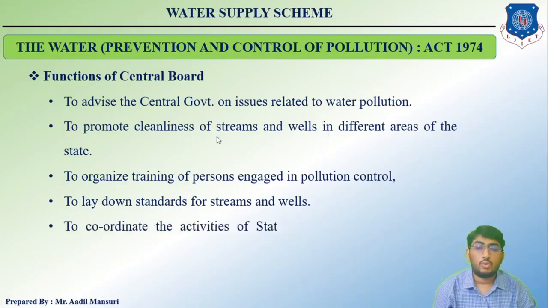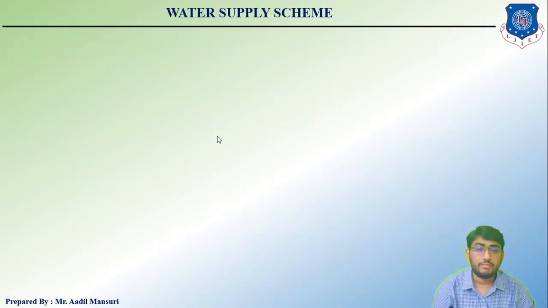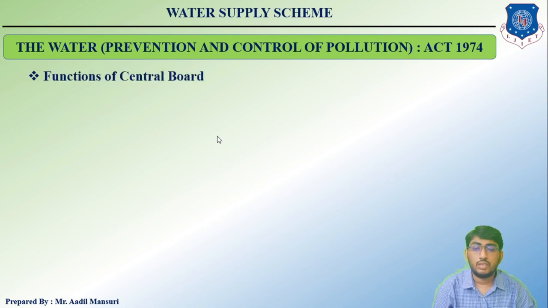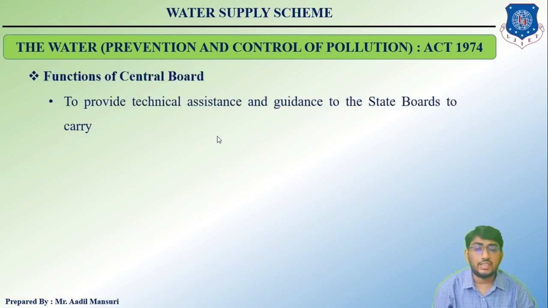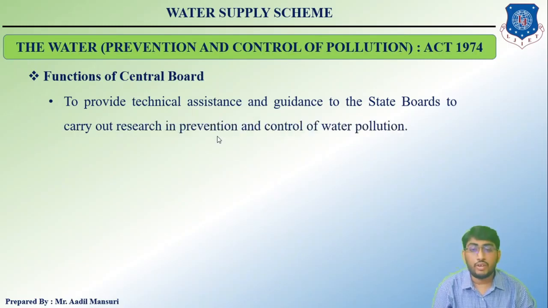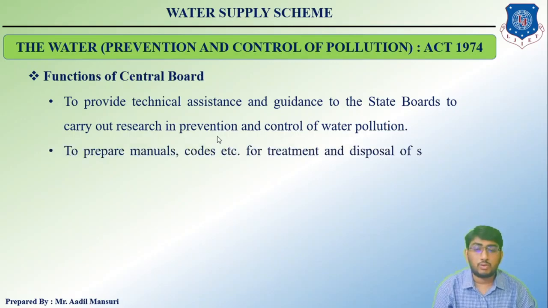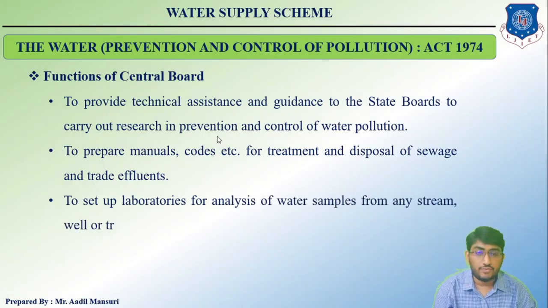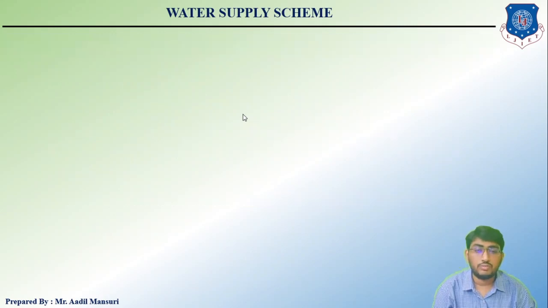Then to coordinate the activities of the state boards and to resolve the disputes among them. Then to provide technical assistance and guidance to the state boards to carry out research in prevention and control of water pollution. Then to prepare manuals, codes, etc. for treatment and disposal of sewage and trade effluents. To set up laboratories for analysis of water samples from any stream or well or trade effluents. So these are the different functions of the central board. Clear?